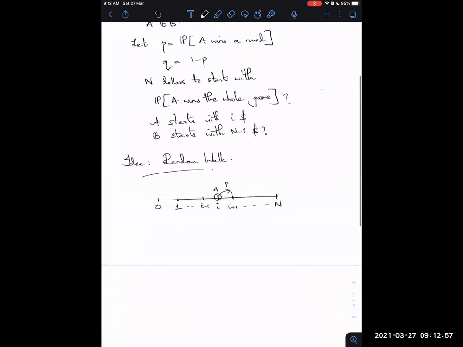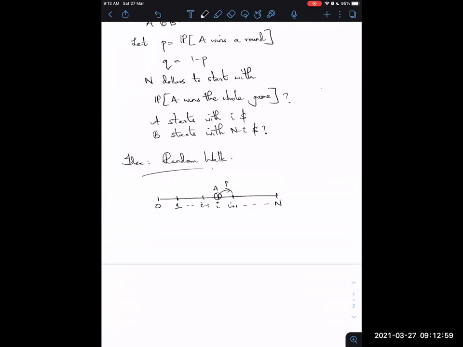And we have defined P as the probability that A wins a round. Now, the question is what happens when you reach 0 or n? So 0 and n are absorbing states. Once you reach these states, you don't move anywhere, and then the game is over. So the goal is to reach one of these states.